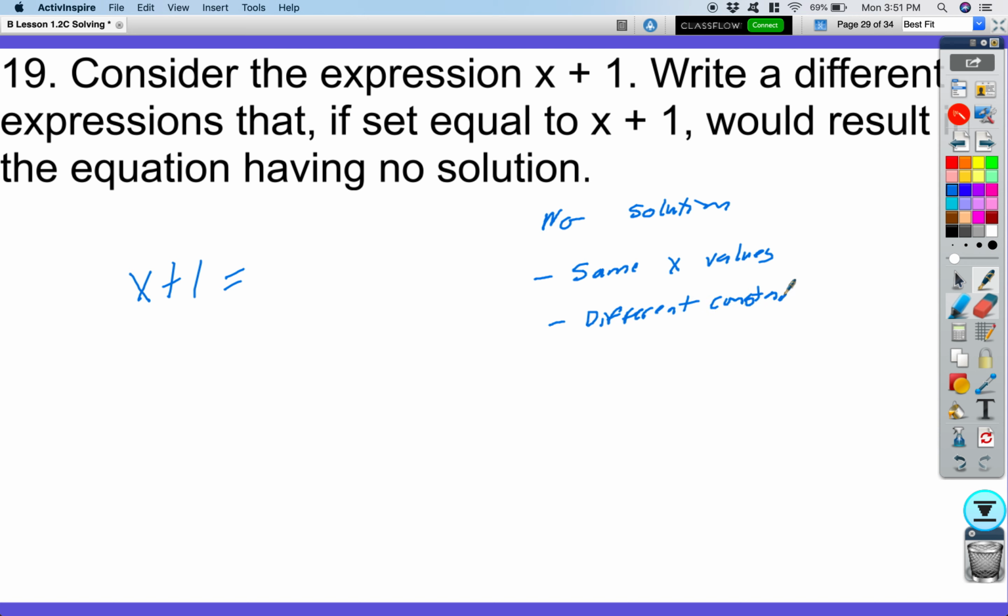So go ahead and pause this, come up with your own, and then when you're done, compare it to mine. All right, guys, so looking at this one, if I had x minus 2, that would result in no solution. The only thing is the x's must be the same, and the constants must be different. So this could be a -2, -3, 5, 7, 12, whatever it could be. Just cannot be a positive 1.